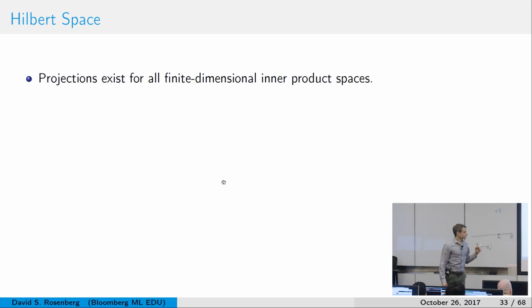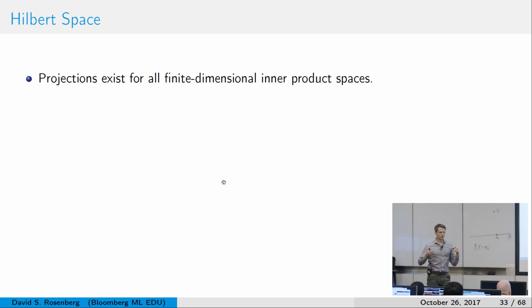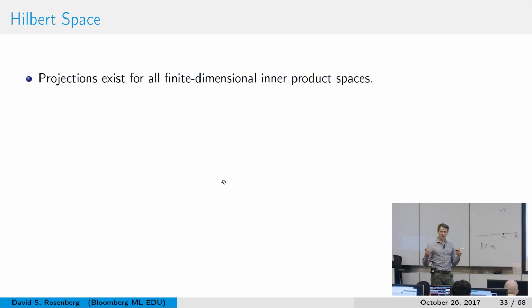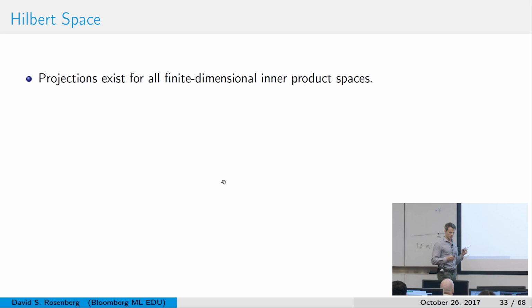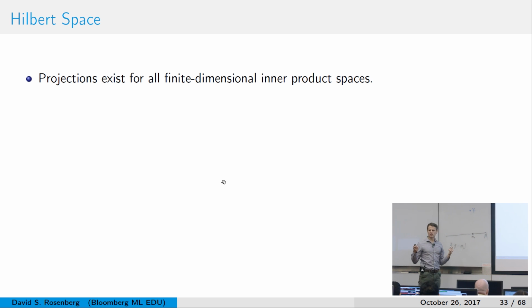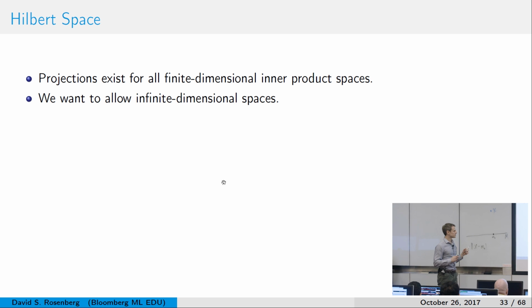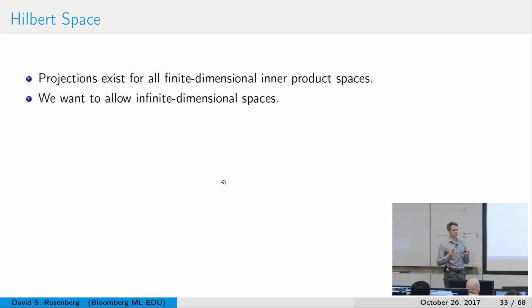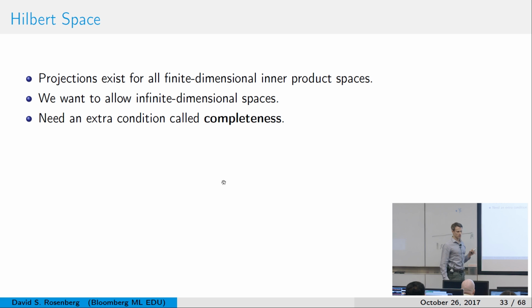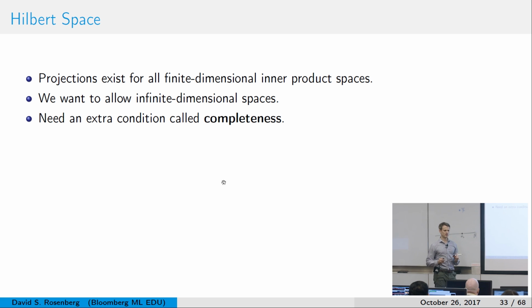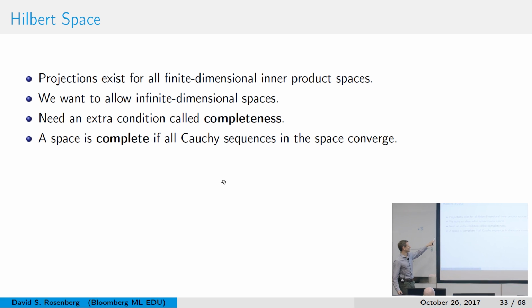But here's the thing. We know projection exists for all the finite dimensional inner product spaces that we're used to. But we're going to want to have access to infinite dimensional inner product spaces, and we need to do projections in those spaces. So we're going to need just a little bit more. There's this condition called completeness, and you really don't need to worry about the details. I just leave it in for completeness.